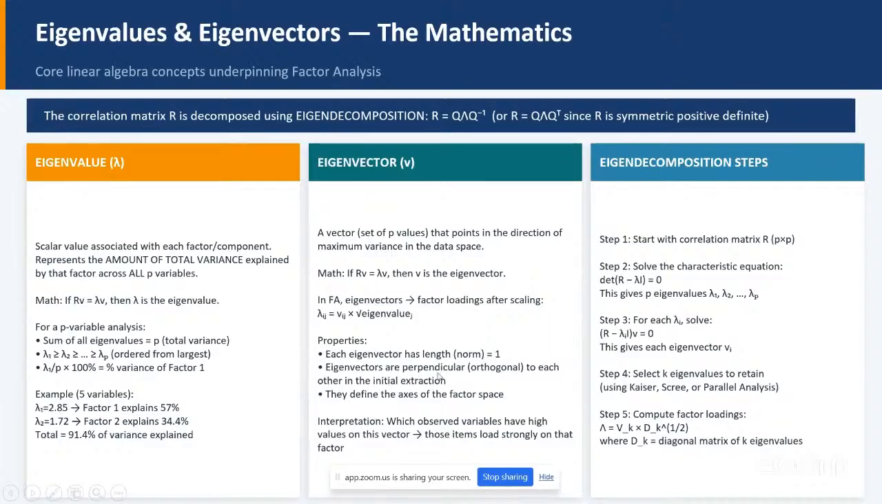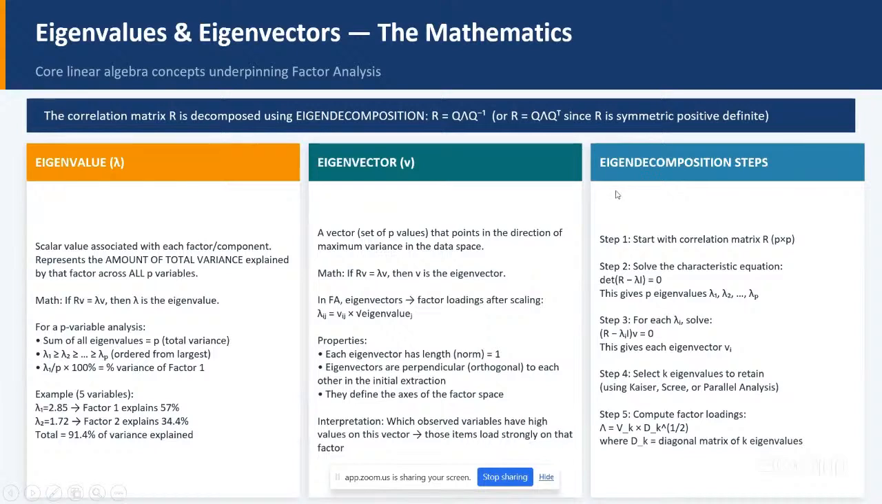Eigenvectors are perpendicular, that is, orthogonal to each other in the initial extraction. They define the axes of the factor space. So what is the interpretation of this eigenvector? Observed variables that have high values on these vectors, those items load strongly on that factor.